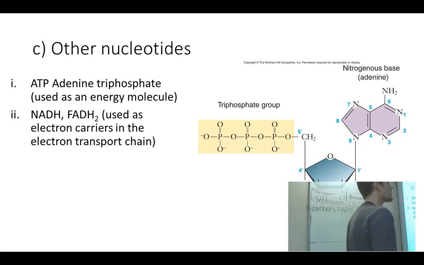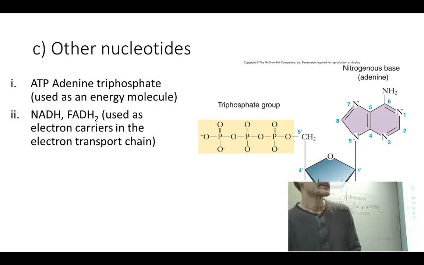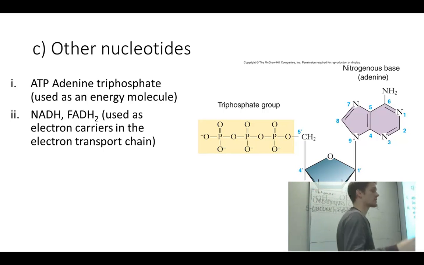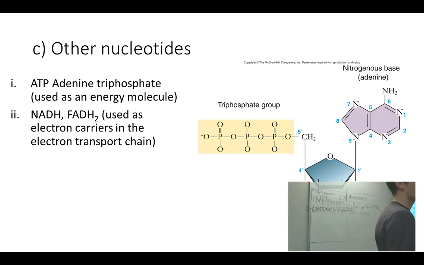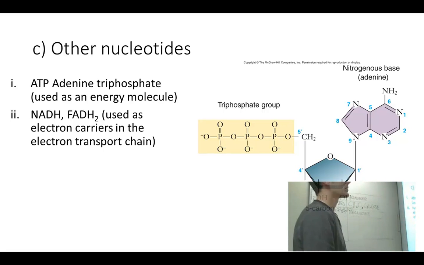There are a couple other nucleotides that are very important. This one, ATP, is the abbreviation for adenosine triphosphate. That is used ubiquitously, or throughout the body, for energy. So that's the energy molecule in living things. All living things, even bacteria, use ATP.